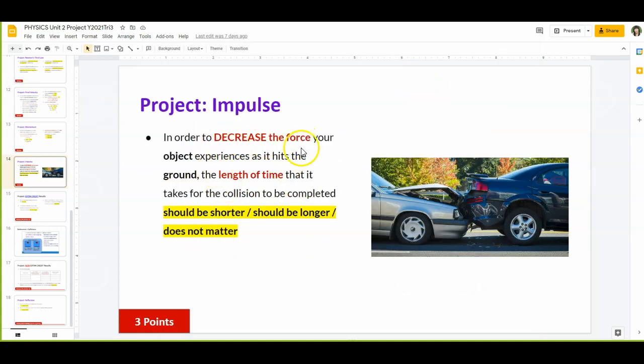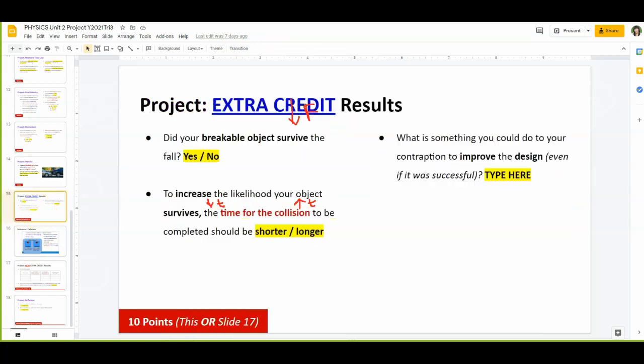So if we want to decrease the force, what should we do to the length of time? Should it be shorter? We want to decrease the force, so think about what's the opposite. Should we be making a shorter time, or should we be making a longer time, or does time not matter? All right, so that should help you out with slide number 14. Let's go ahead and move on to slide number 15.